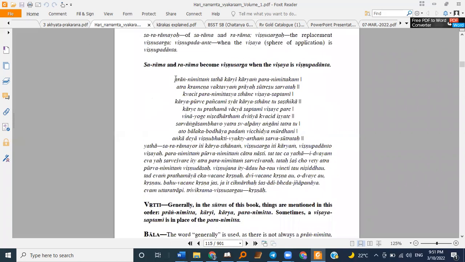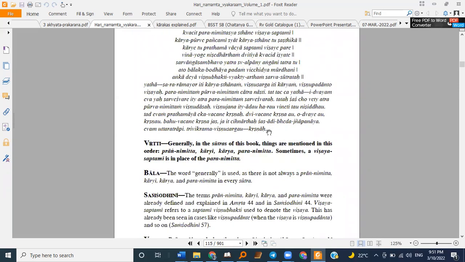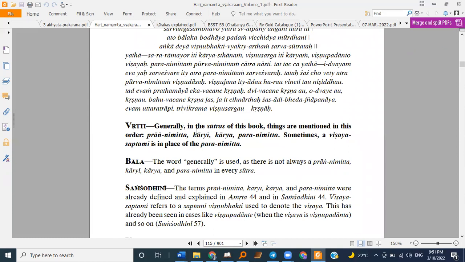So these shlokas which we see here tell us the way of identifying or understanding the sutra just by reading the sutra. Generally, in the sutras of this book, things are mentioned in this order. Prangnimitta, which is equal to Purva Nimitta, as I already told you earlier. So Prangnimitta is Purva Nimitta, the former cause.